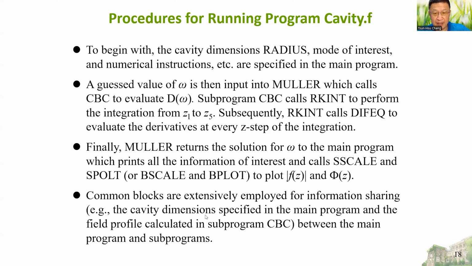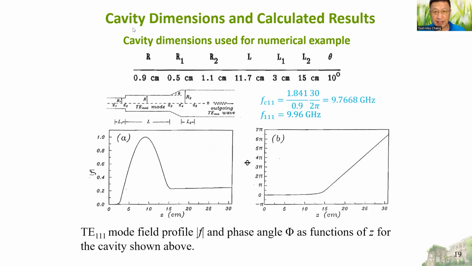For example, the cavity dimension should be the same for all the programs specified in the main program, and the field profile calculated in the subprogram CBC should be the same for all the cases between the main program and the subprograms. So let's share the same information: the cavity dimension and the calculated result. Here is the cavity dimension used for the numerical example, just like this one.